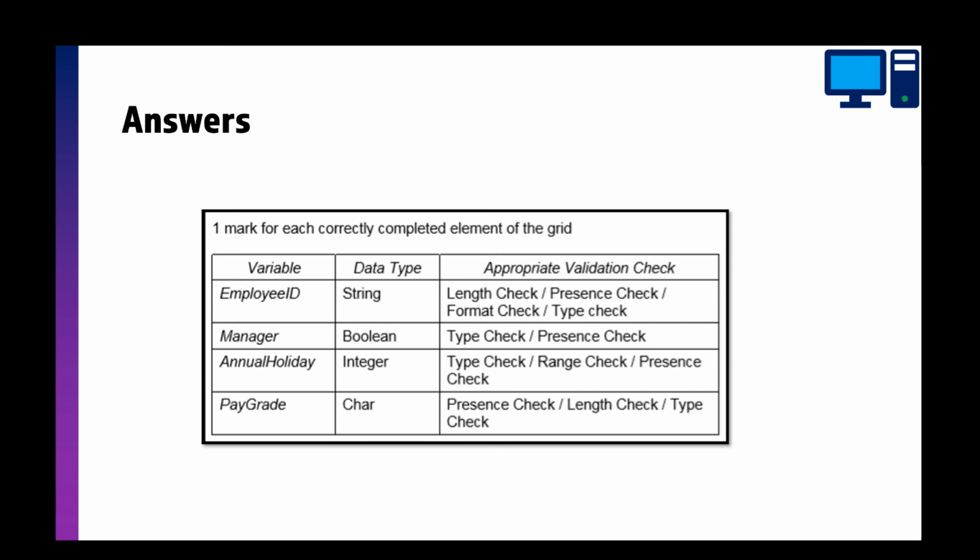You've got type check or presence check for the manager, so you can't leave it blank or it must be a Boolean. And then for annual holiday, you've got type check, so it can't be a decimal number or a string. Range check, so it might be that you only have a maximum of 25 days holiday and a minimum of 0. And presence check to make sure you're just typing it in. And then you've got presence check, length check or type check for pay grade.